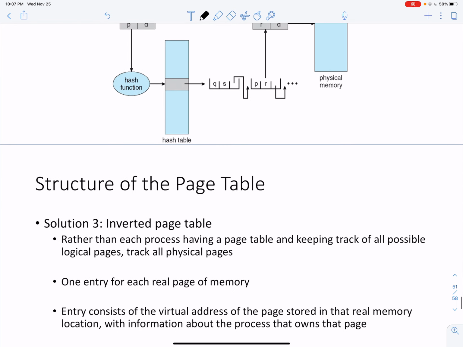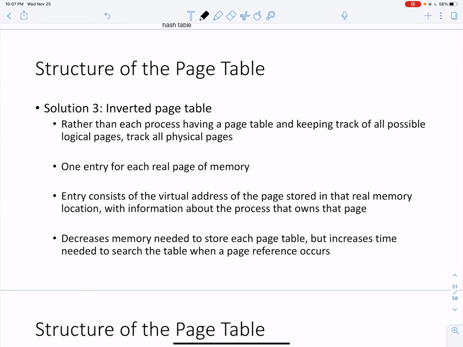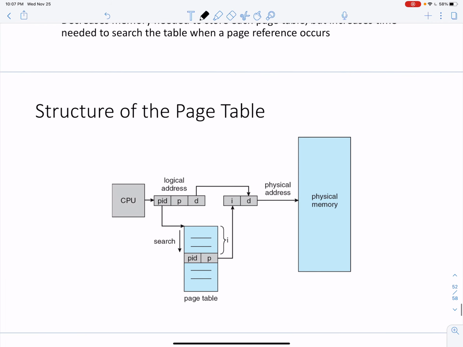And then we have hashed page tables. That is not important at all. And then we got the third type, which is called inverted page table. And this is important.